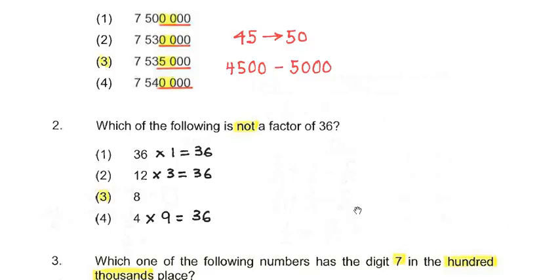Now, which of the following is not a factor of 36? Any number which you can times and gives the answer 36. 1, 2, 3, these are the numbers. But for 8, you cannot times any other digit to give you 36. So the answer is 3, which is 8. It's not a factor of 36.